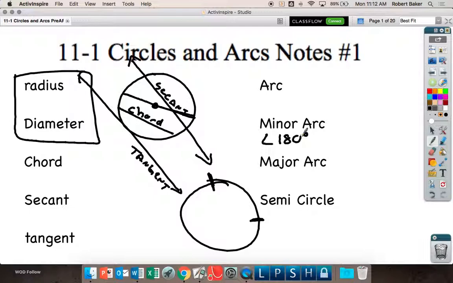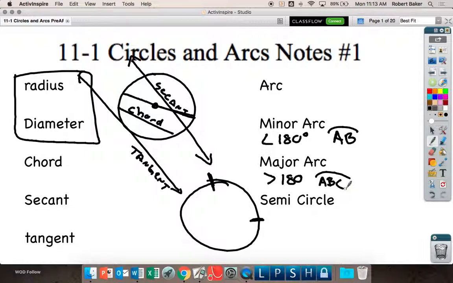All right. Minor arcs are less than 180, and super specific, minor arcs are always named by 2 letters. Alright. AB would be a minor arc. You know it's a minor arc because it has 2 letters. And then major arcs. Greater than 180, and they're always named by 3 letters. So the 3 letters specifically denote direction. Okay, we'll get to that in a second.